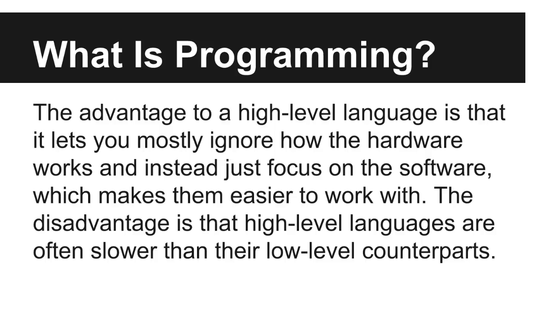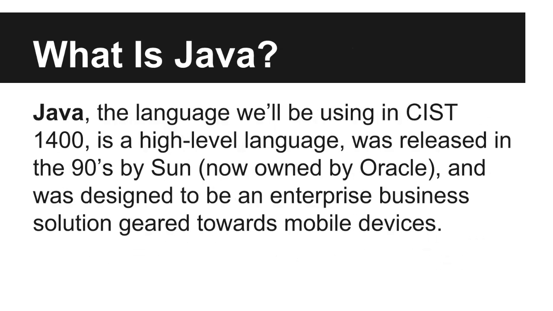The disadvantage, of course, is that high-level languages are often slower than their low-level counterparts, but the slower runtime usually doesn't matter. Now, Java, which is the language we'll be using in this course, is a high-level language that was released in the 90s by Sun and is now owned by Oracle, and was designed to be an enterprise business solution geared towards mobile devices.